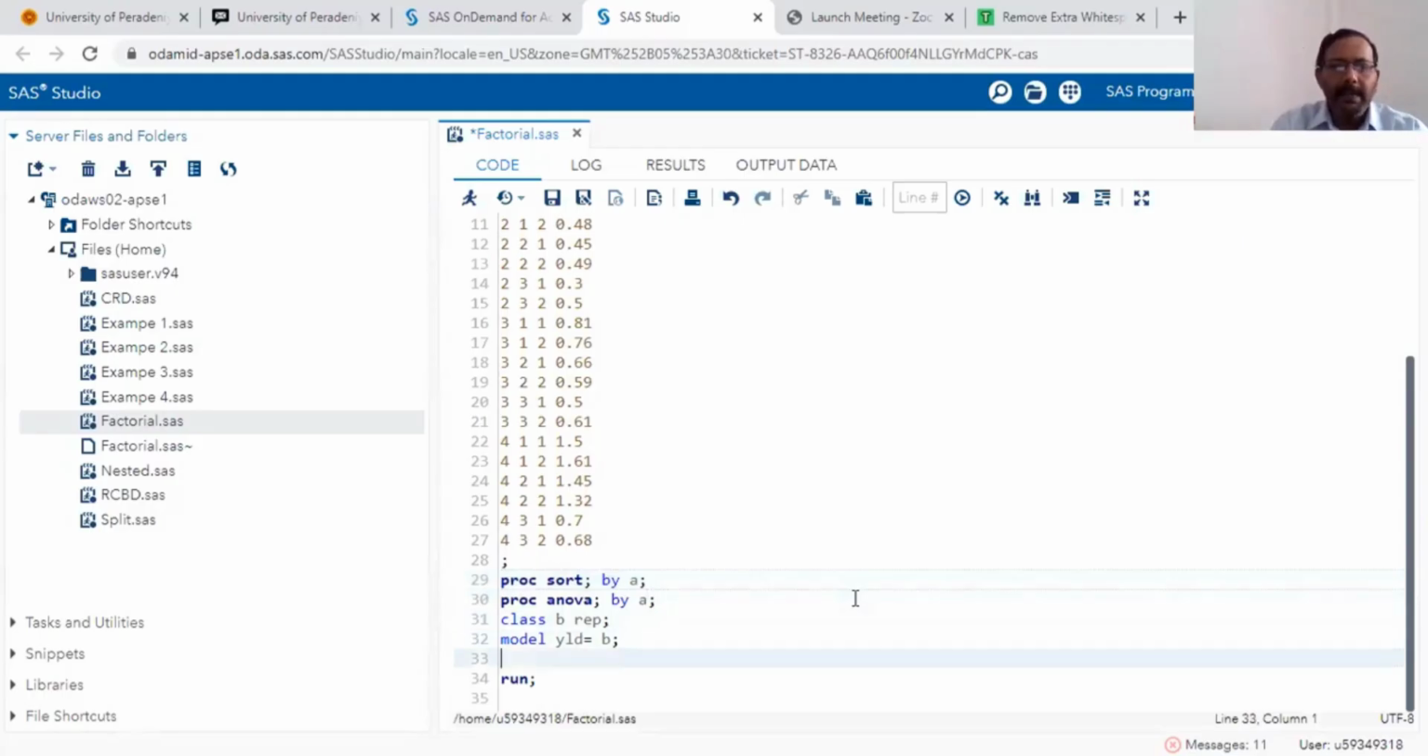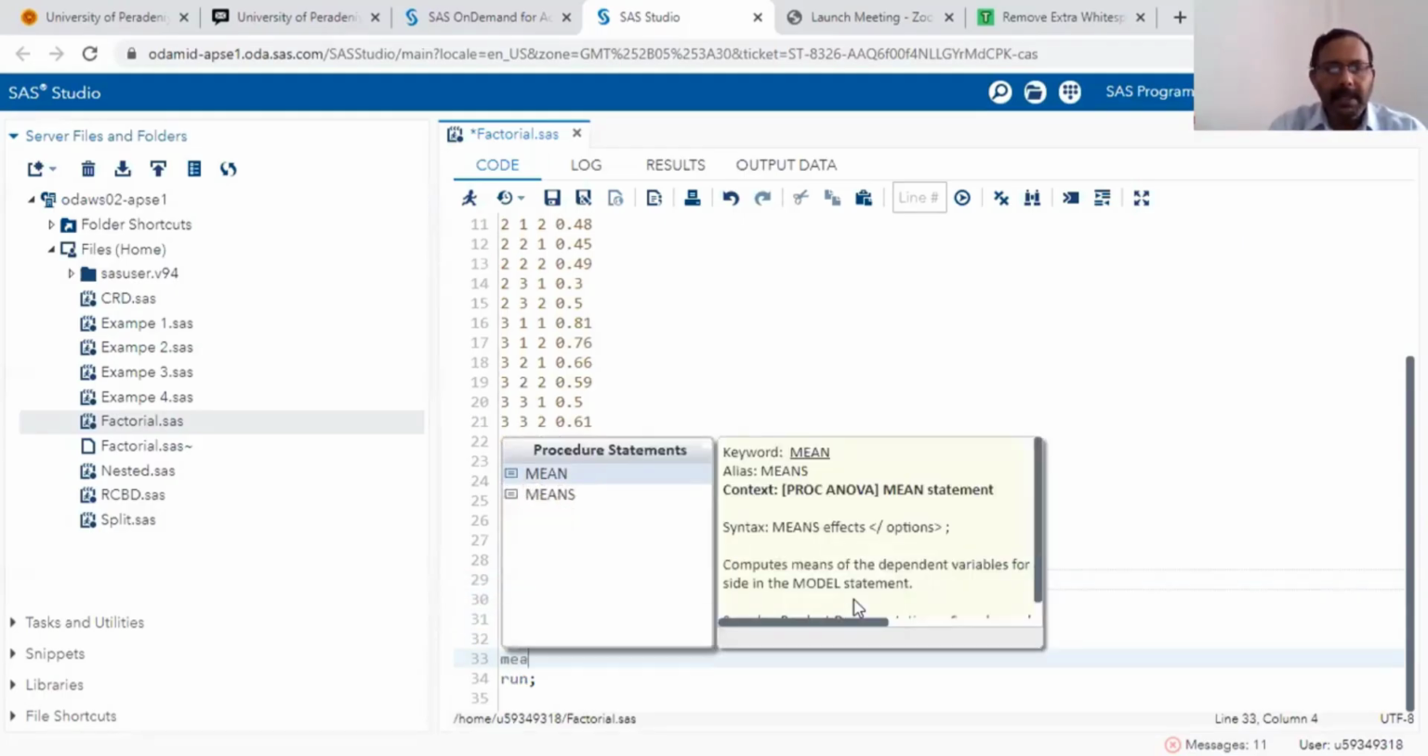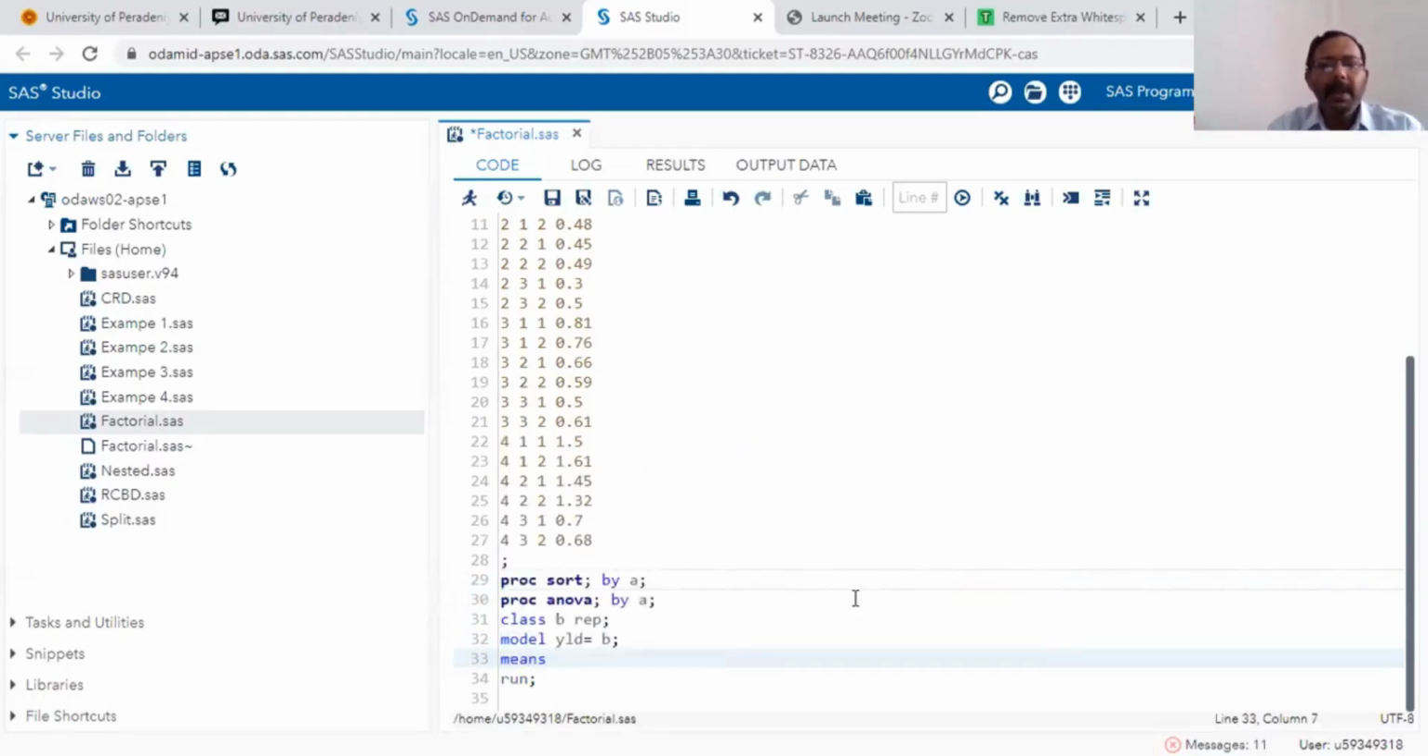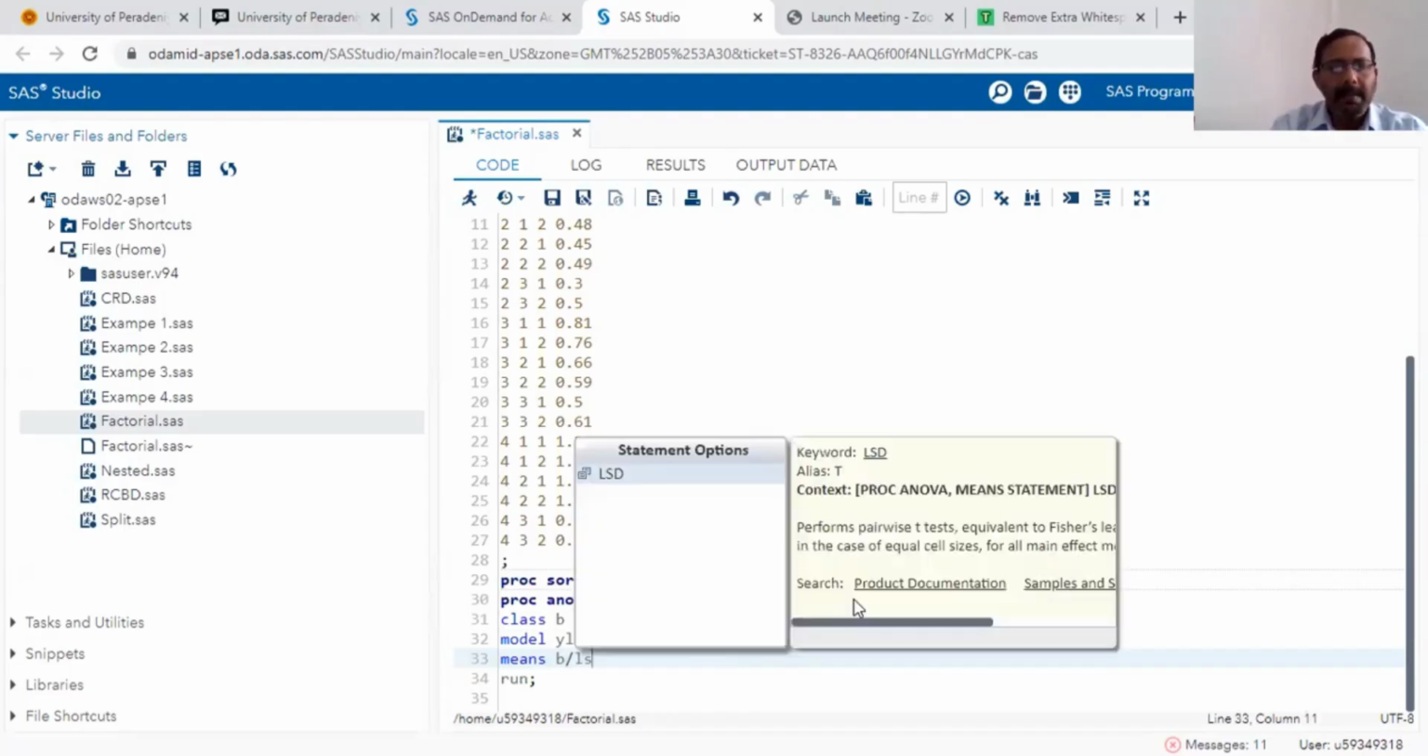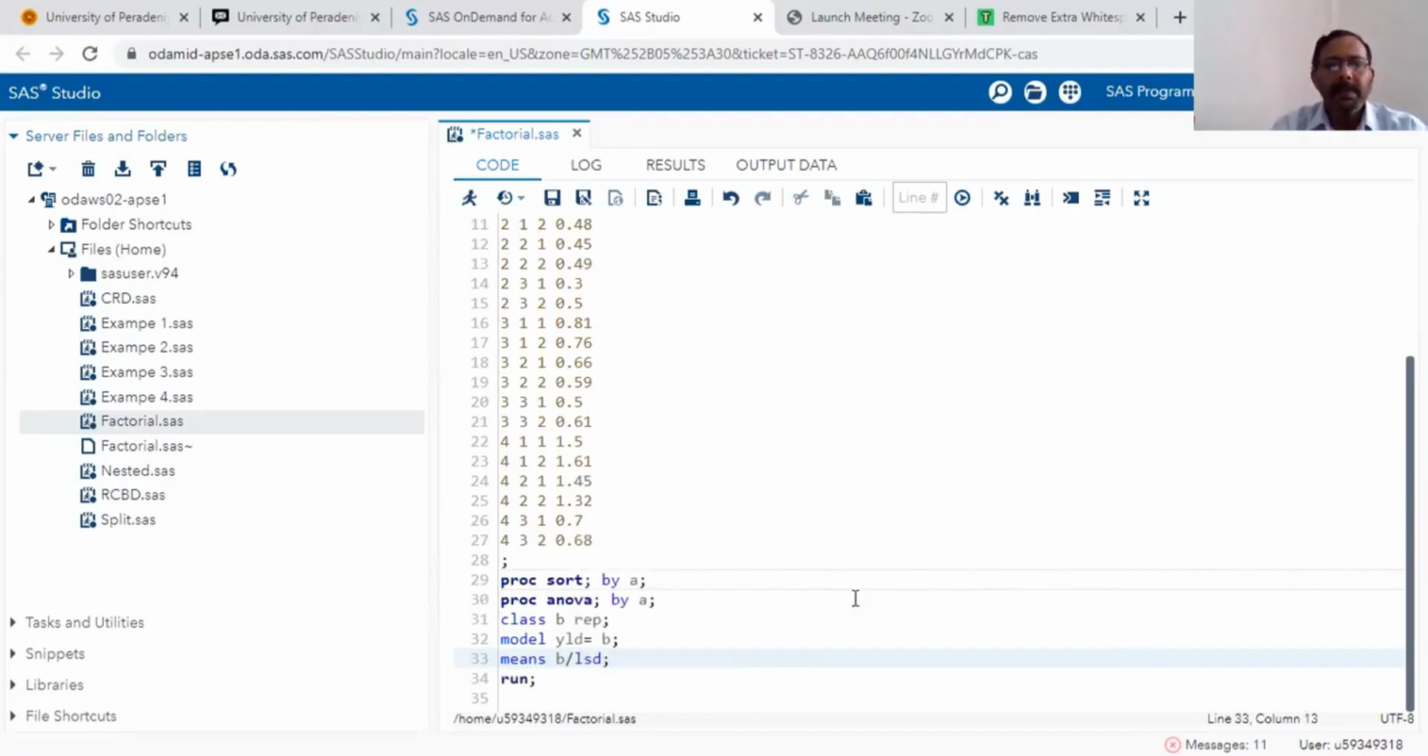Now again we do yesterday's command, means. We will have to do the mean separation for levels of B, so I will say B slash, whatever method I follow. LSD is the method that I am planning, so I type LSD.